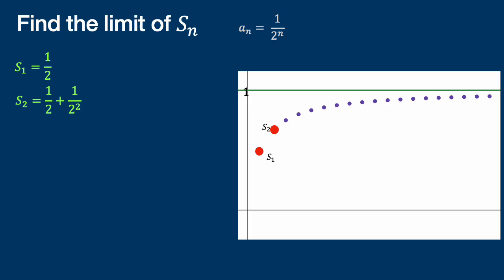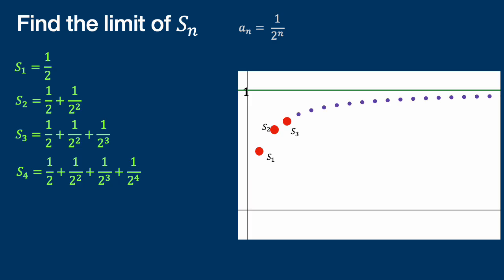That's going to be S2. S3 is going to be 1 over 2 plus 1 over 2 squared plus 1 over 2 cubed. Then sketch it. That's going to be S3. S4 is going to be the first four terms of the sequence, 1 over 2 plus up to 1 over 2 to the fourth power. I sketch S4. Can you see where this partial sum goes?